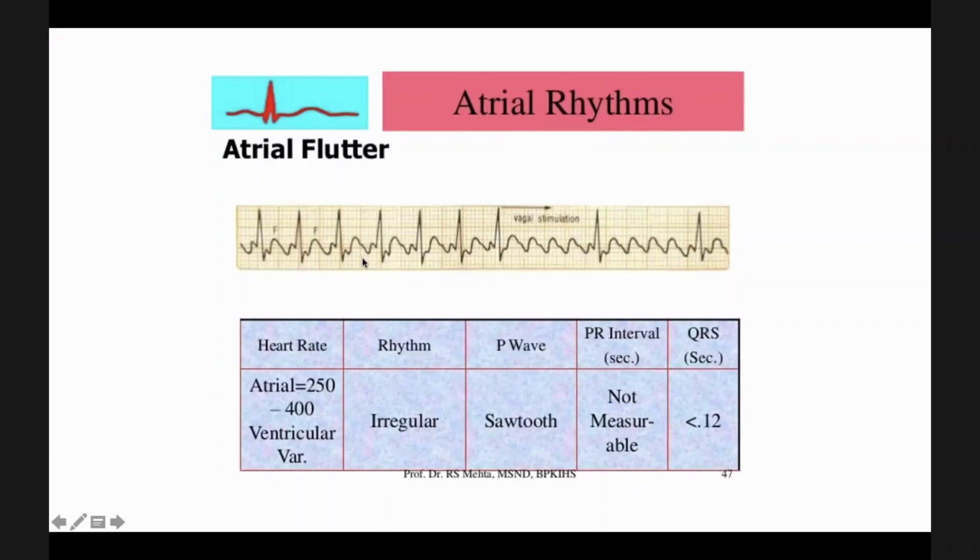Sometimes the rate is very rapid, say 200. In that situation, it's very difficult to diagnose flutter. But if the patient comes with this type of a rate and you suspect it, you have to definitely control the ventricular rate, and then you can see the underlying rhythm. What is the pattern like?